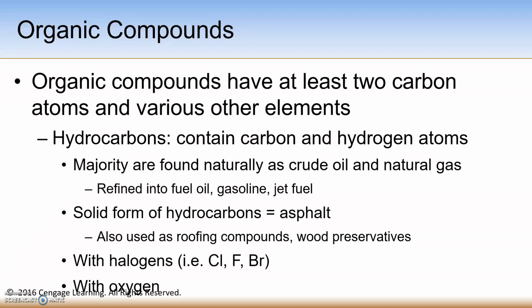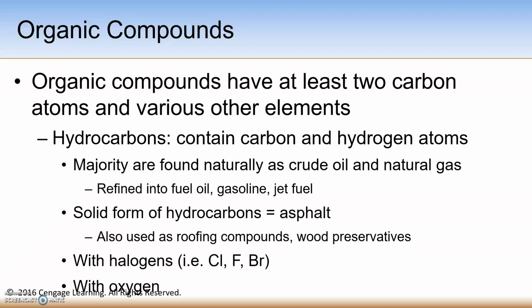Organic compounds are classified into families, and one family I'd like to point out is the hydrocarbon family. This is when you have carbon and hydrogen atoms bonded together, and sometimes you can add a halogen such as chloride, fluoride, or bromide, or maybe an oxygen. When we're looking at just carbon and hydrogen atoms, these are found naturally as crude oil and natural gas. And we take this natural material and we refine it into fuel oil, gasoline, and jet fuel.